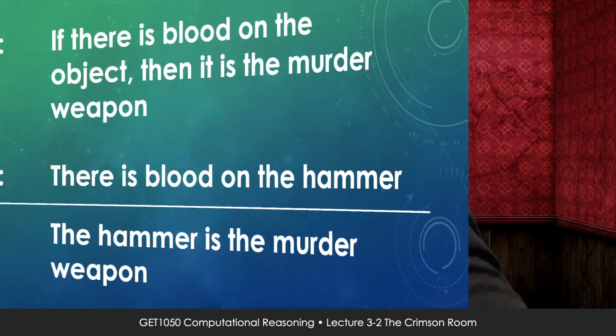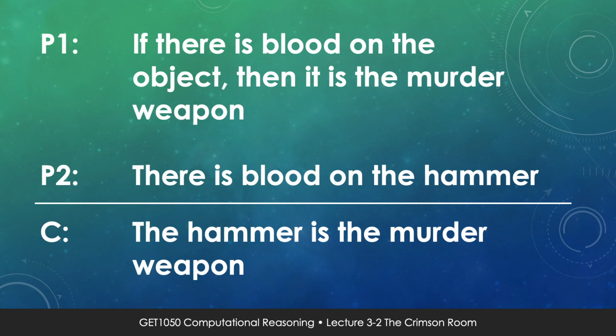Hello and welcome back! Now, in the previous video, we formulated this particular justification as to why the hammer is the murder weapon. So let me just recap. Premise 1, if there's blood on the object, then it is the murder weapon. Premise 2, there is blood on this hammer. Conclusion, therefore, the hammer is the murder weapon.